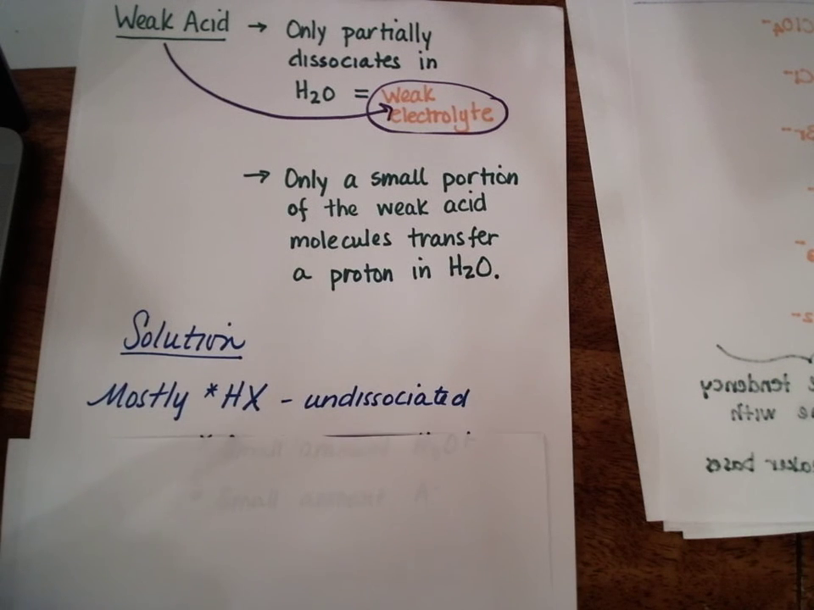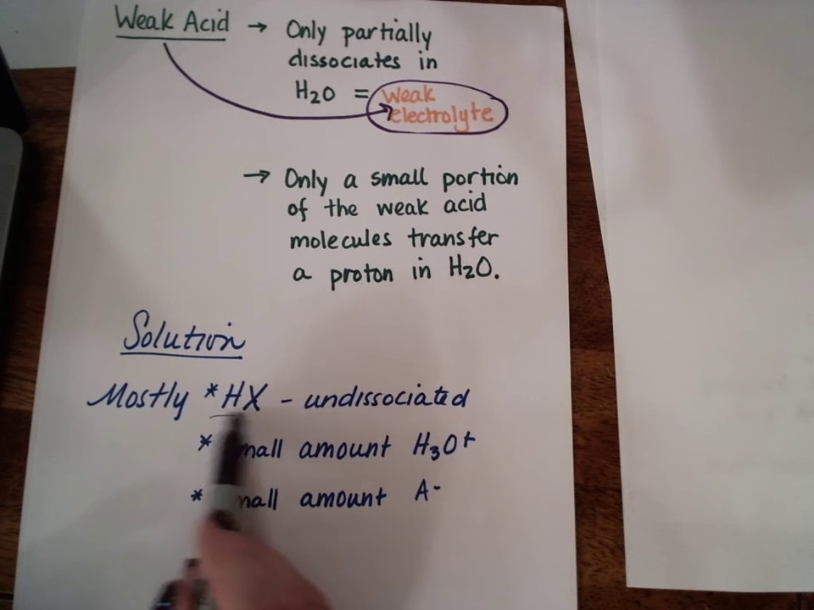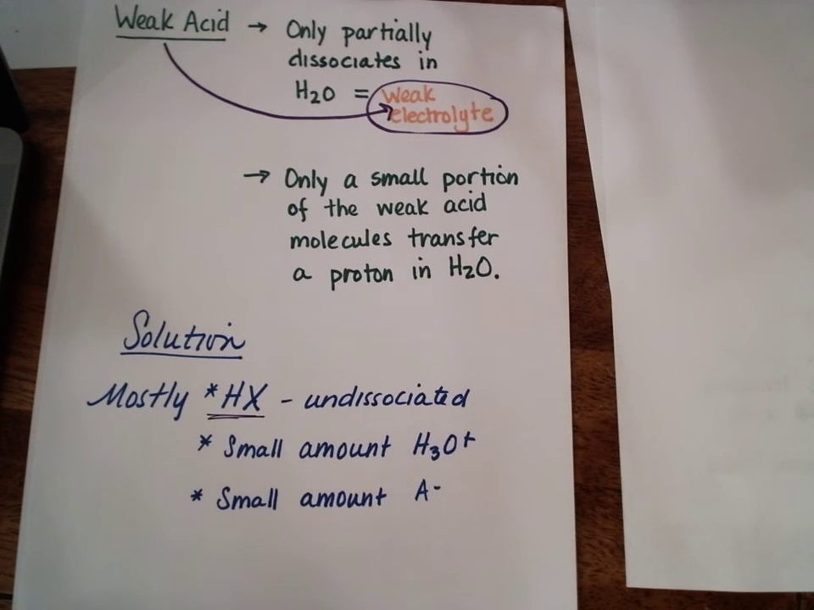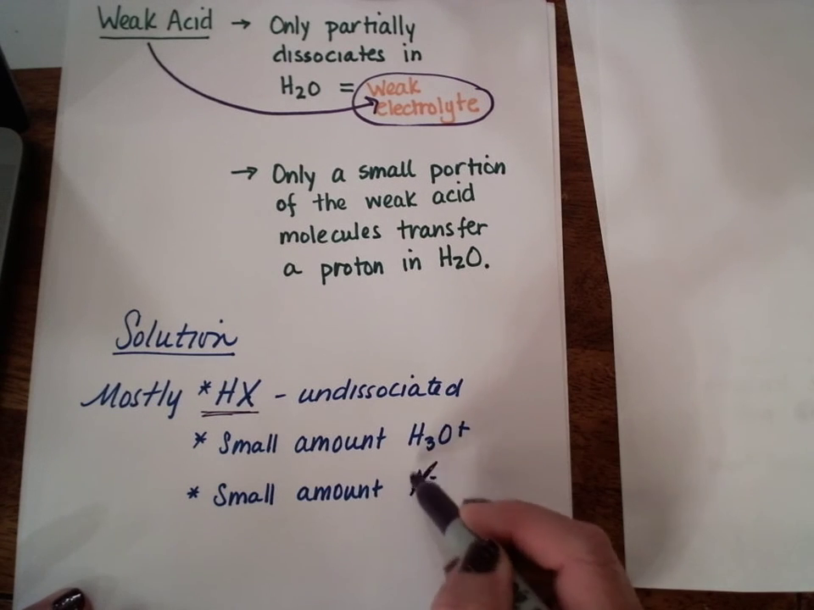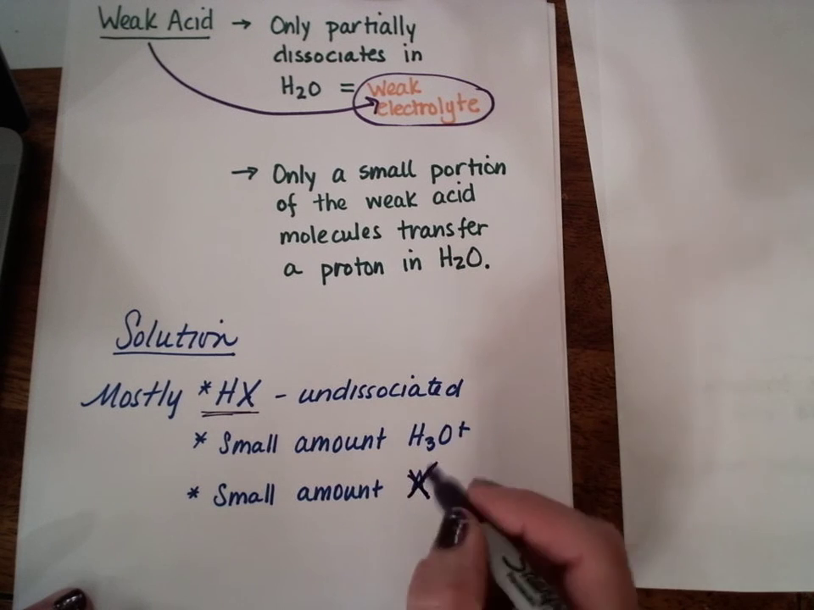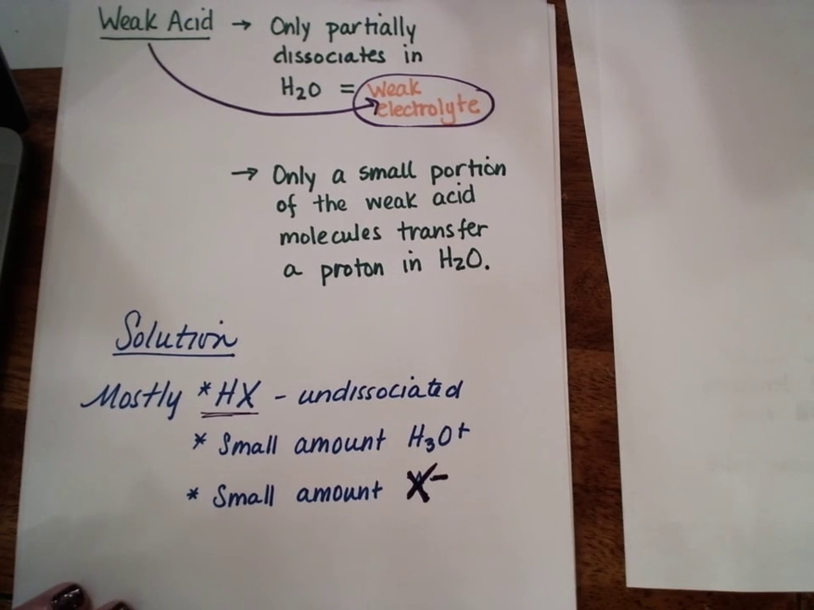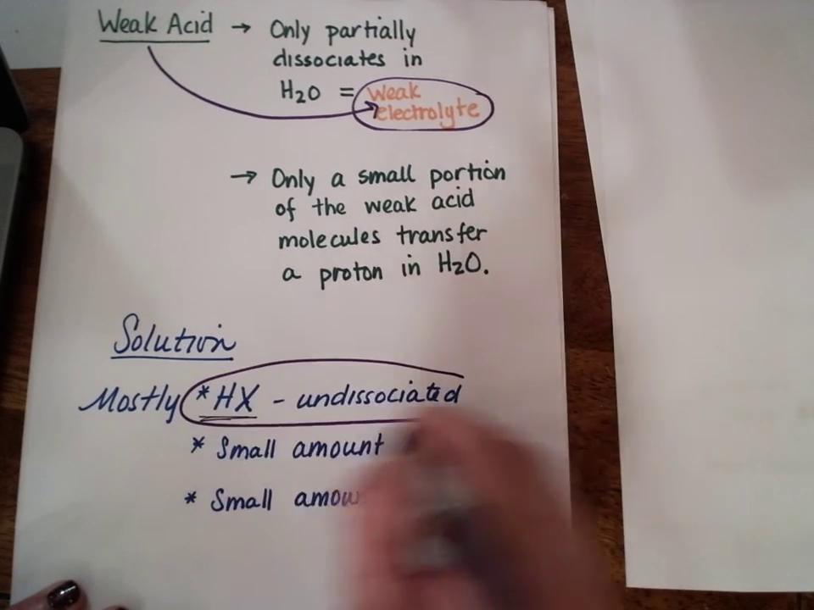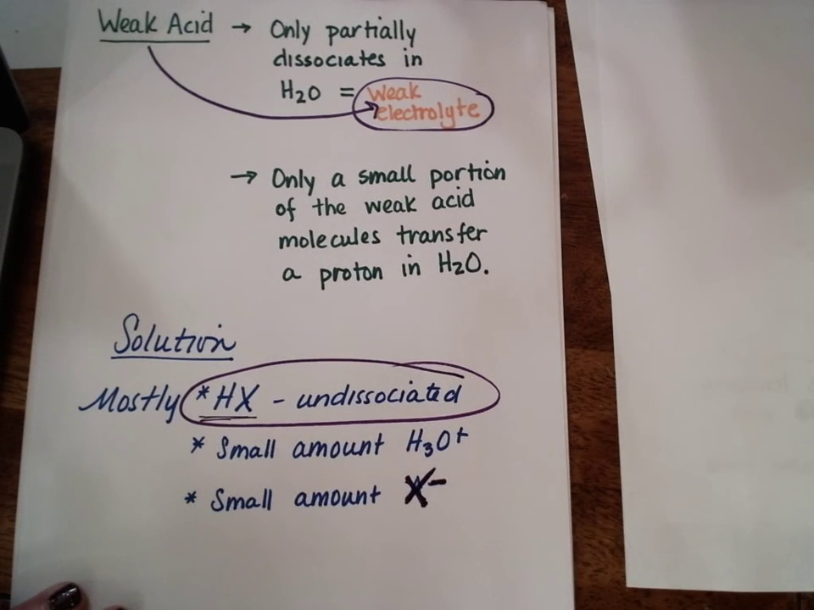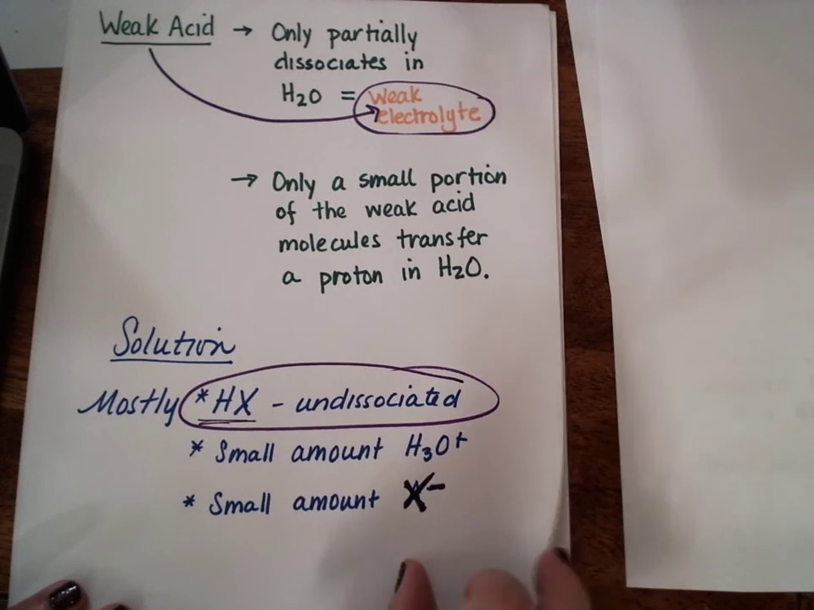If I have a solution, it's going to look like mostly I'm still going to have my acid undissociated. I'll have a very small amount of my H3O plus and a very small amount of my X minus. But the bulk of it is still going to be that weak acid that did not dissociate.